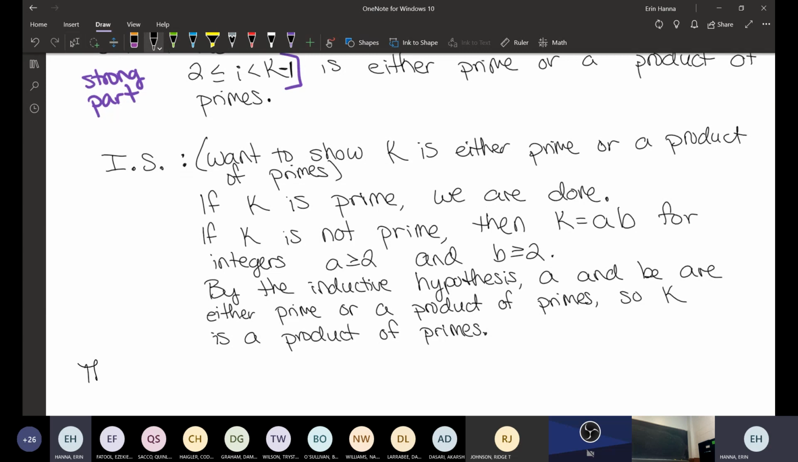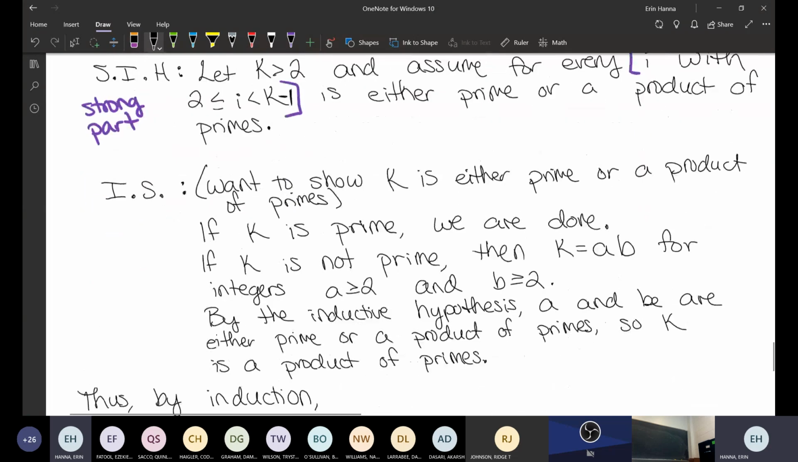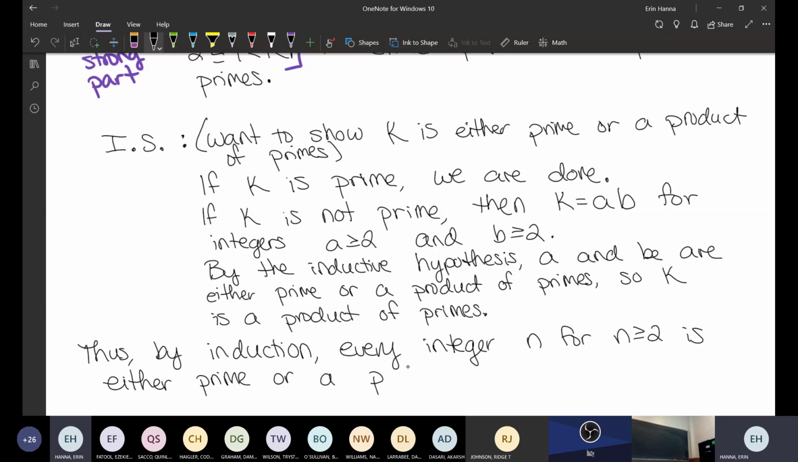So thus, by induction, every integer n, for n greater than or equal to 2, is either prime or a product of primes.